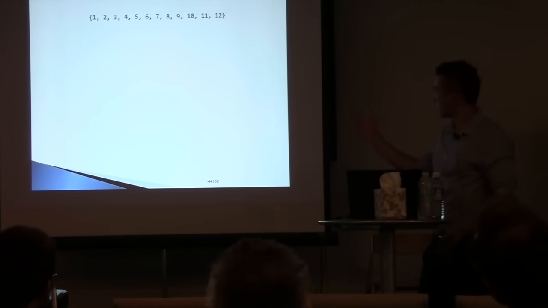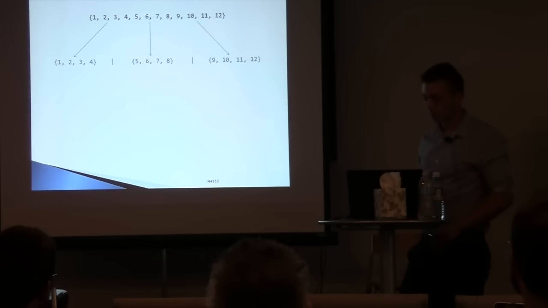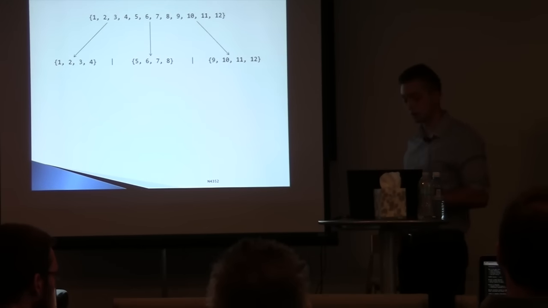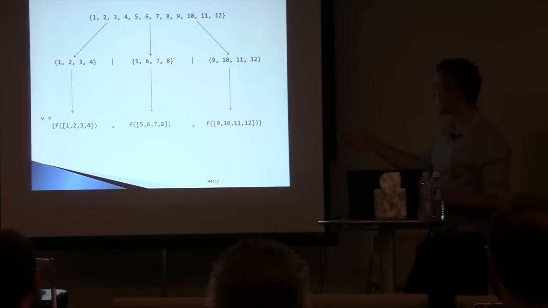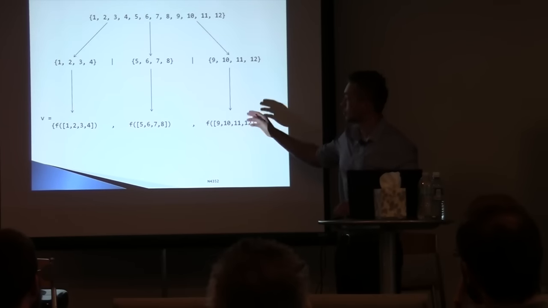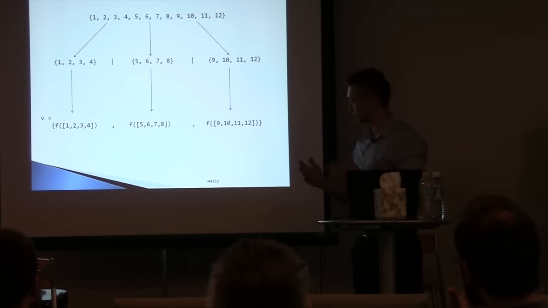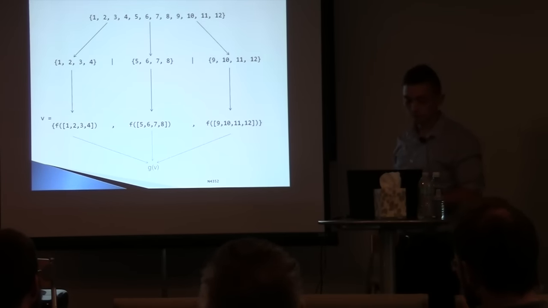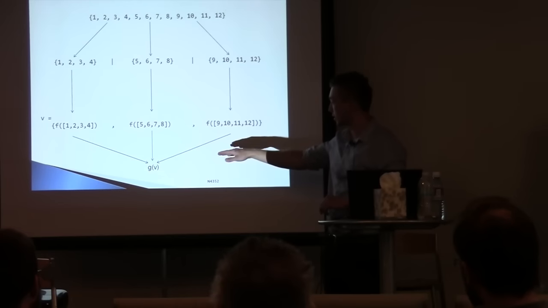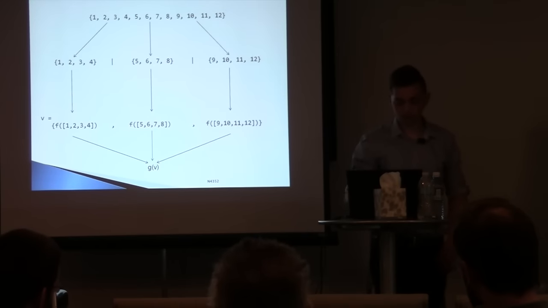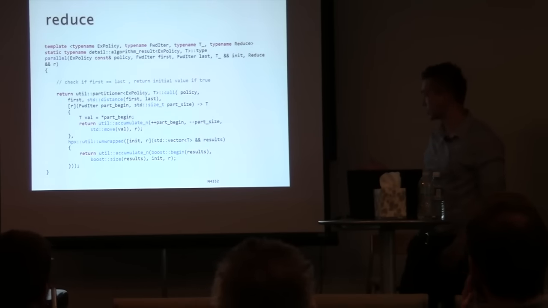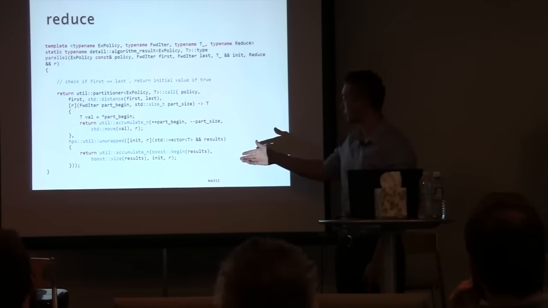where if you have 12 elements as before, and you were to partition that data up, invoke a function f on each partition, and then store the result inside of the vector v, and finally invoke a second function passed into the partitioner on that vector. So this is a 2-step process where you can then do an additional step.